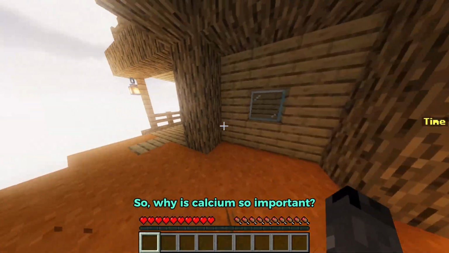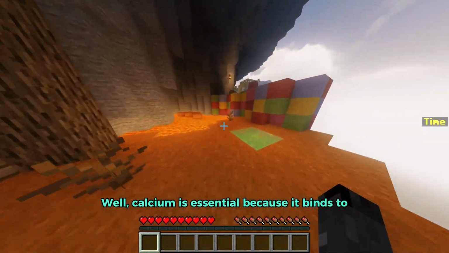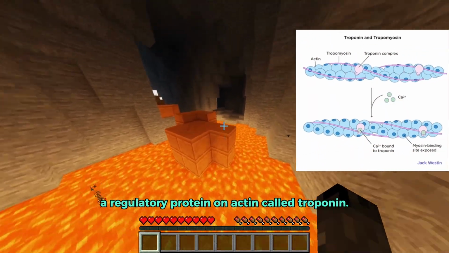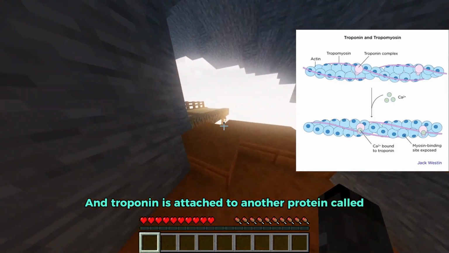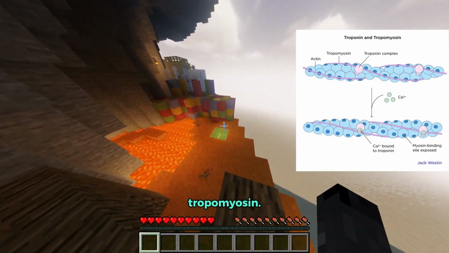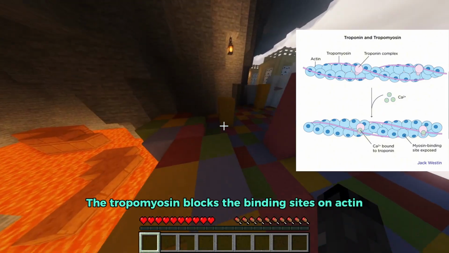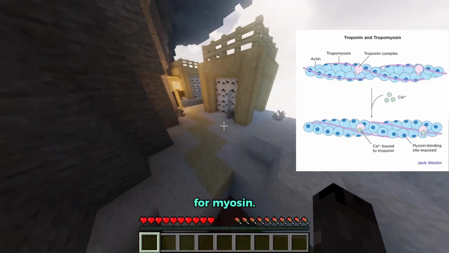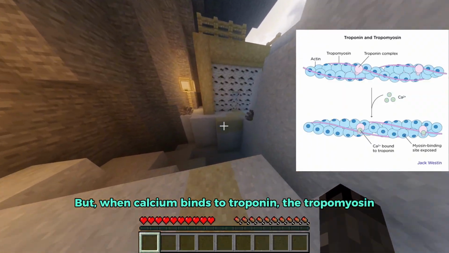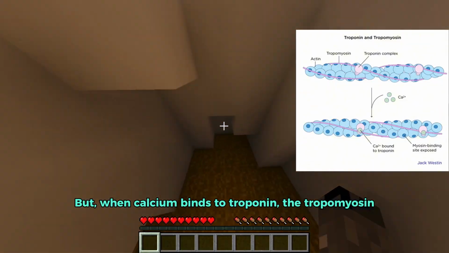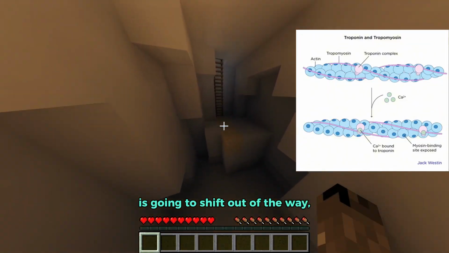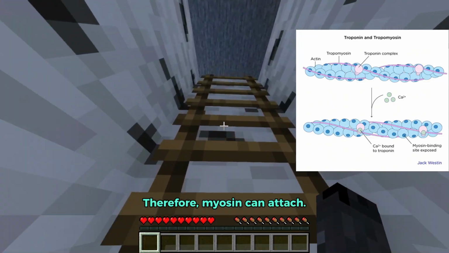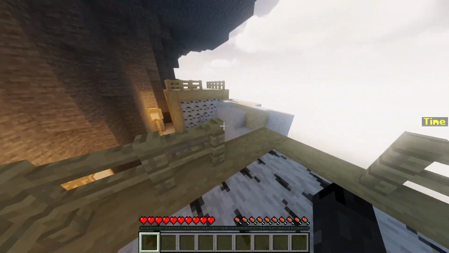So why is calcium so important? Well, calcium is essential because it binds to a regulatory protein on actin called troponin. And troponin is attached to another protein called tropomyosin. And so why is that important? The tropomyosin blocks the binding sites on actin for myosin. But when calcium binds to troponin, the tropomyosin is going to shift out of the way, exposing the sites on actin, therefore myosin can attach.